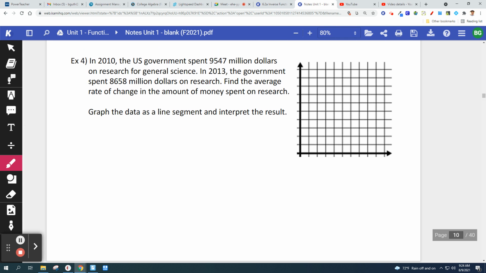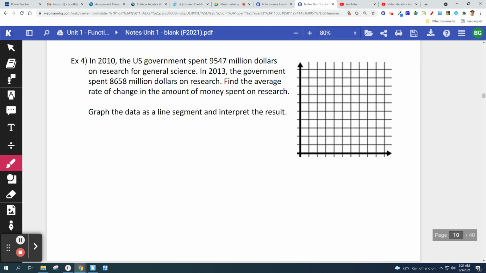In 2010, the government spent that much money on research. In 2013, the government spent that amount of money on research. Find the average rate of change in the amount of money spent on research. Graph the data as a line segment and interpret the result. All right, so I think the hardest thing about this is graphing those nasty looking numbers, but we got this.